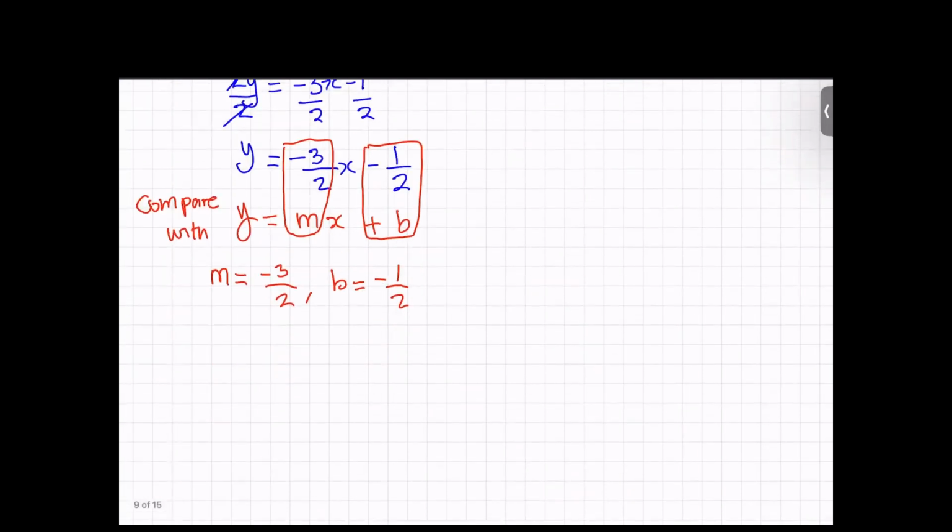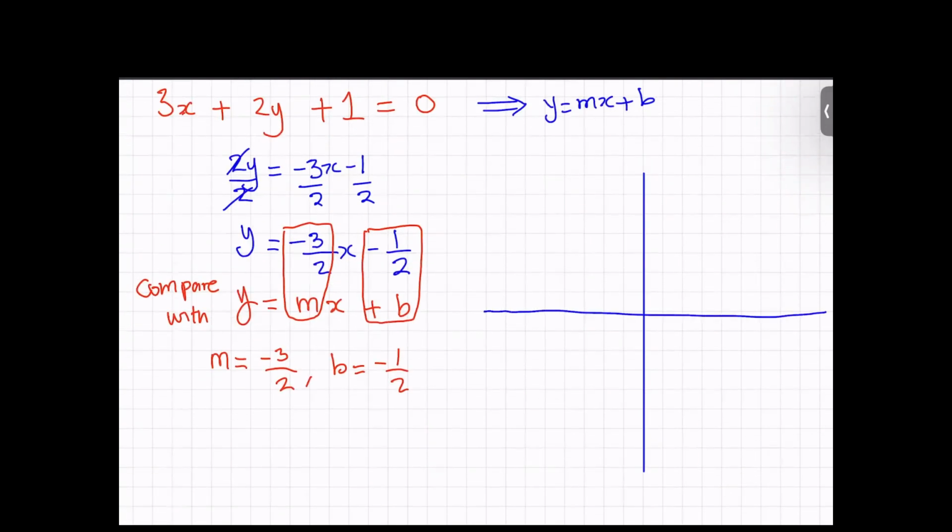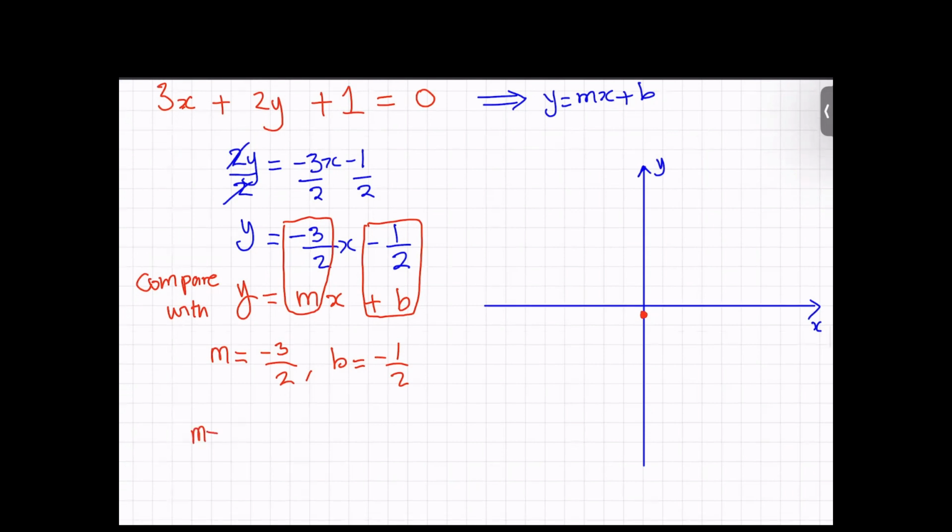So you see now we have fractions, just like I said in the last video. It does not matter what the number is, it's always going to be divisible. So your b in this case is negative a half. Negative a half is right in between here. That's your negative a half. And your rise, because you know that m is equal to negative 3 over 2, which is rise over run, your rise is negative 3. Because it's negative, we're going down by 3.